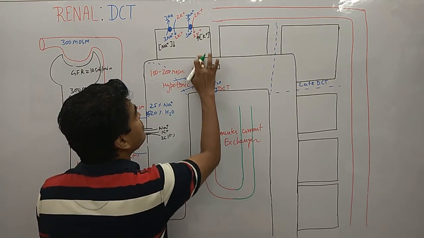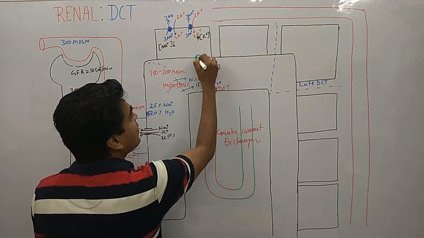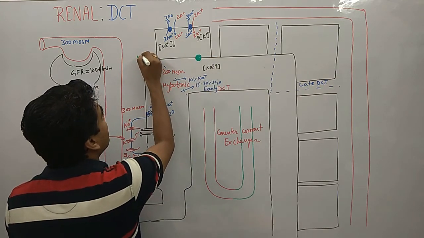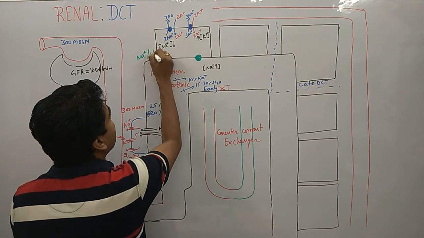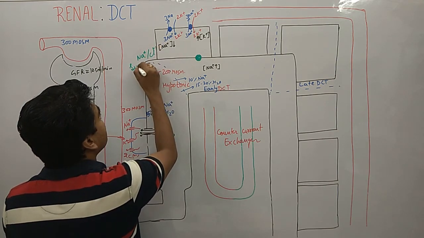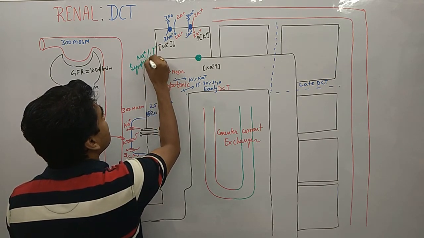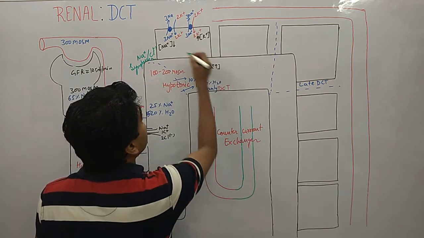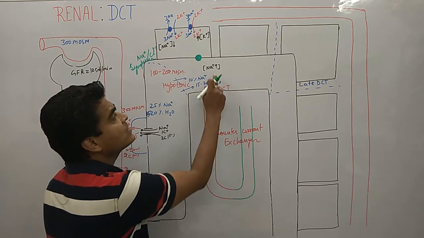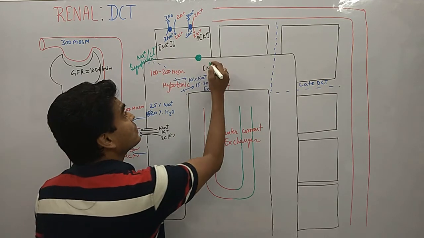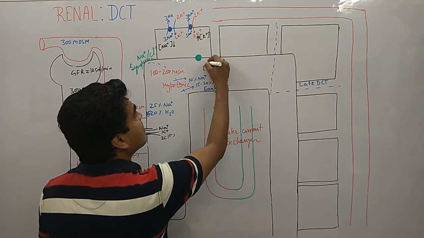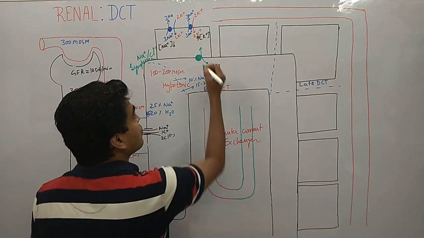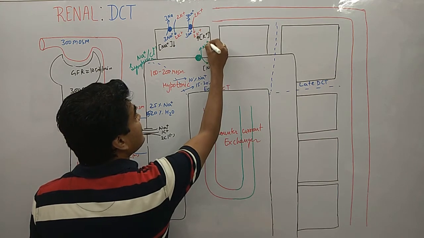That symporter is known as a sodium chloride symporter. Okay, so what happened? Sodium concentration is low here and sodium concentration is high here. So it is taking sodium from this direction to this direction. Okay, so sodium is moving in this direction.